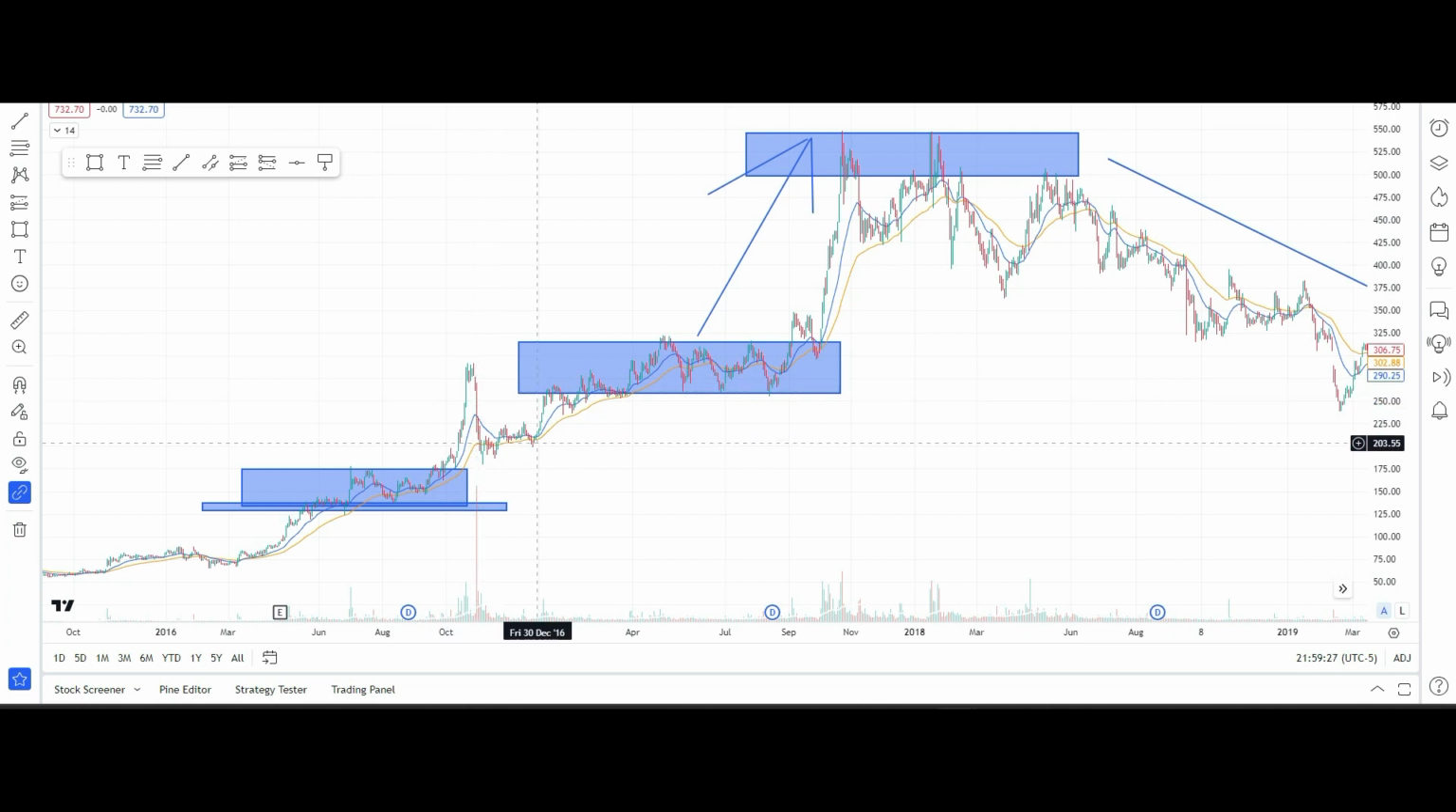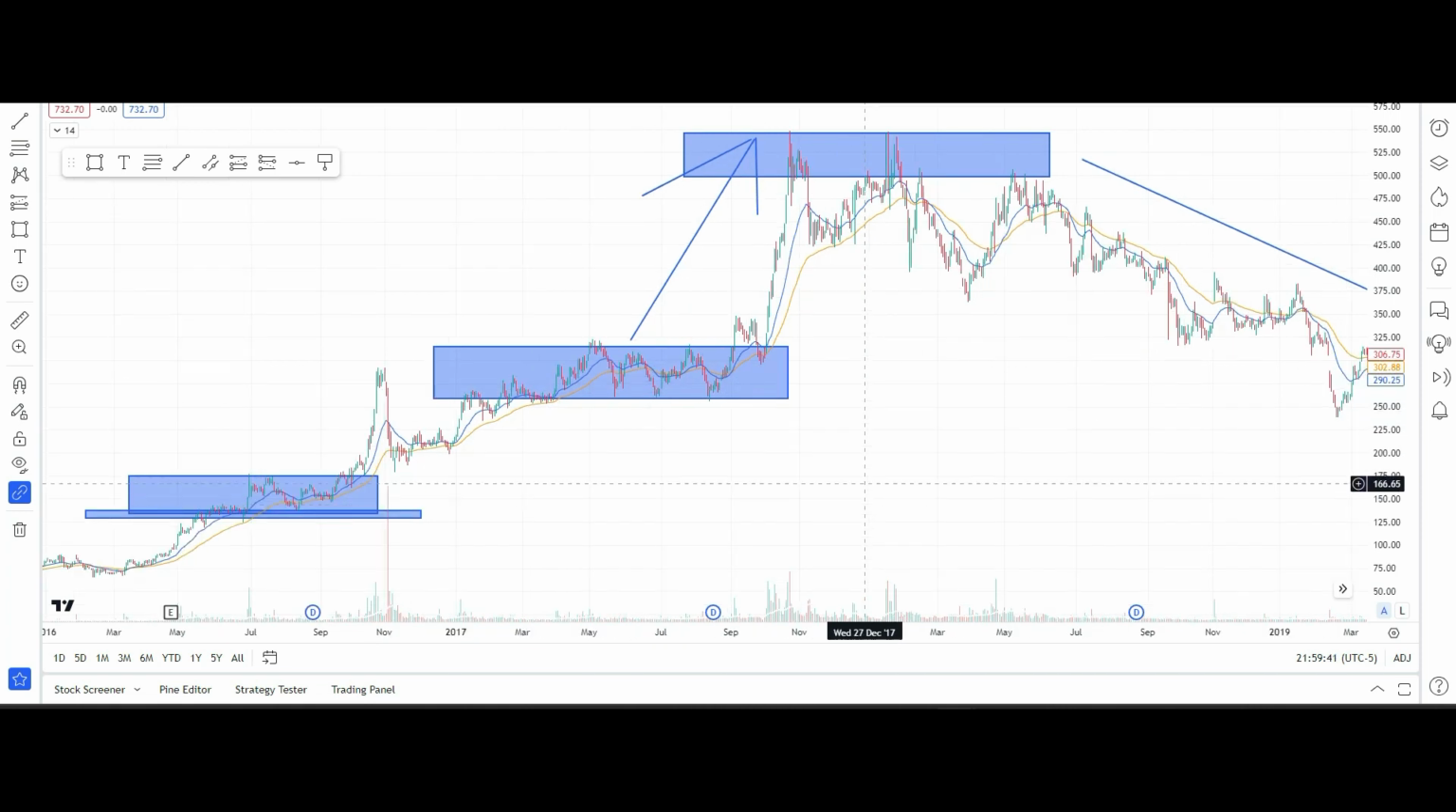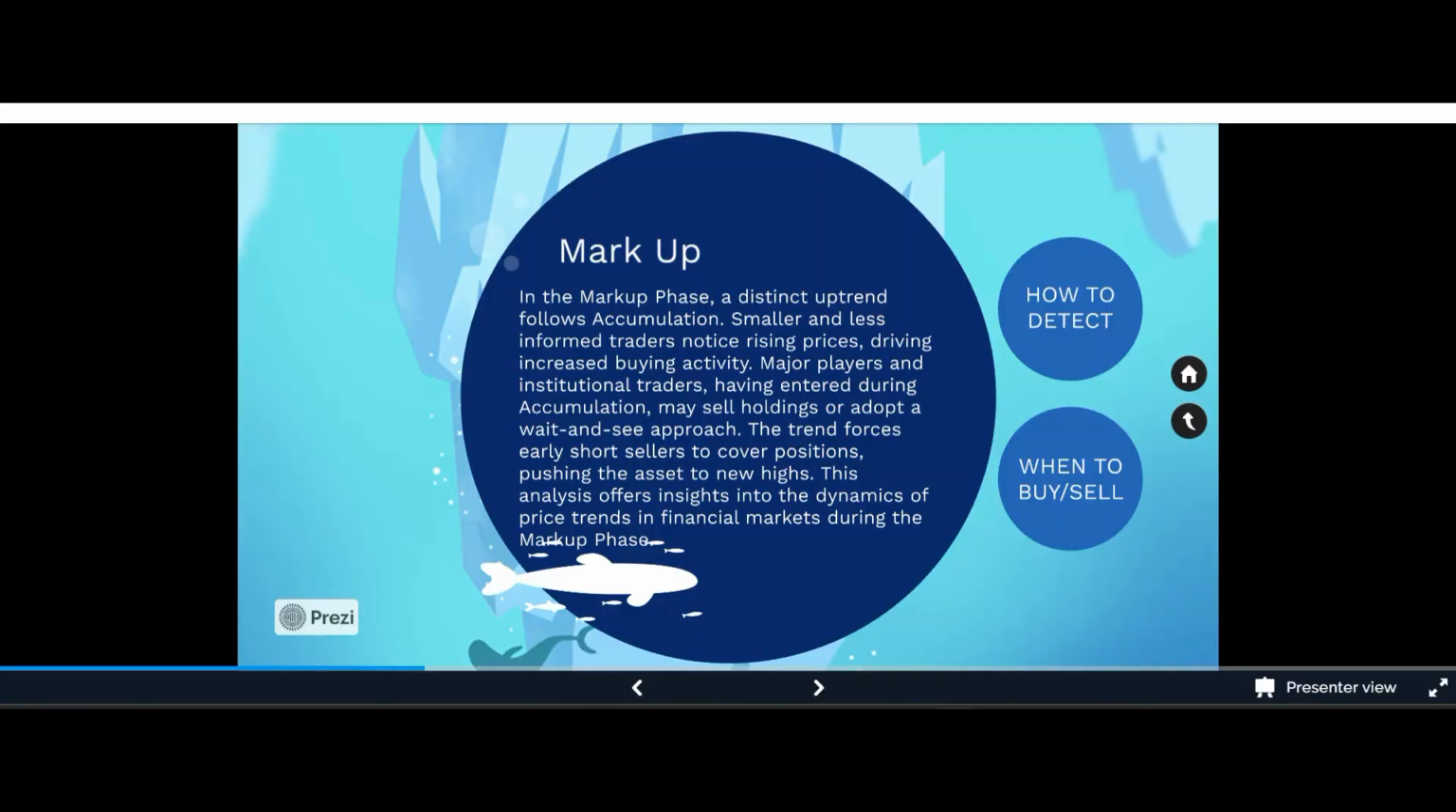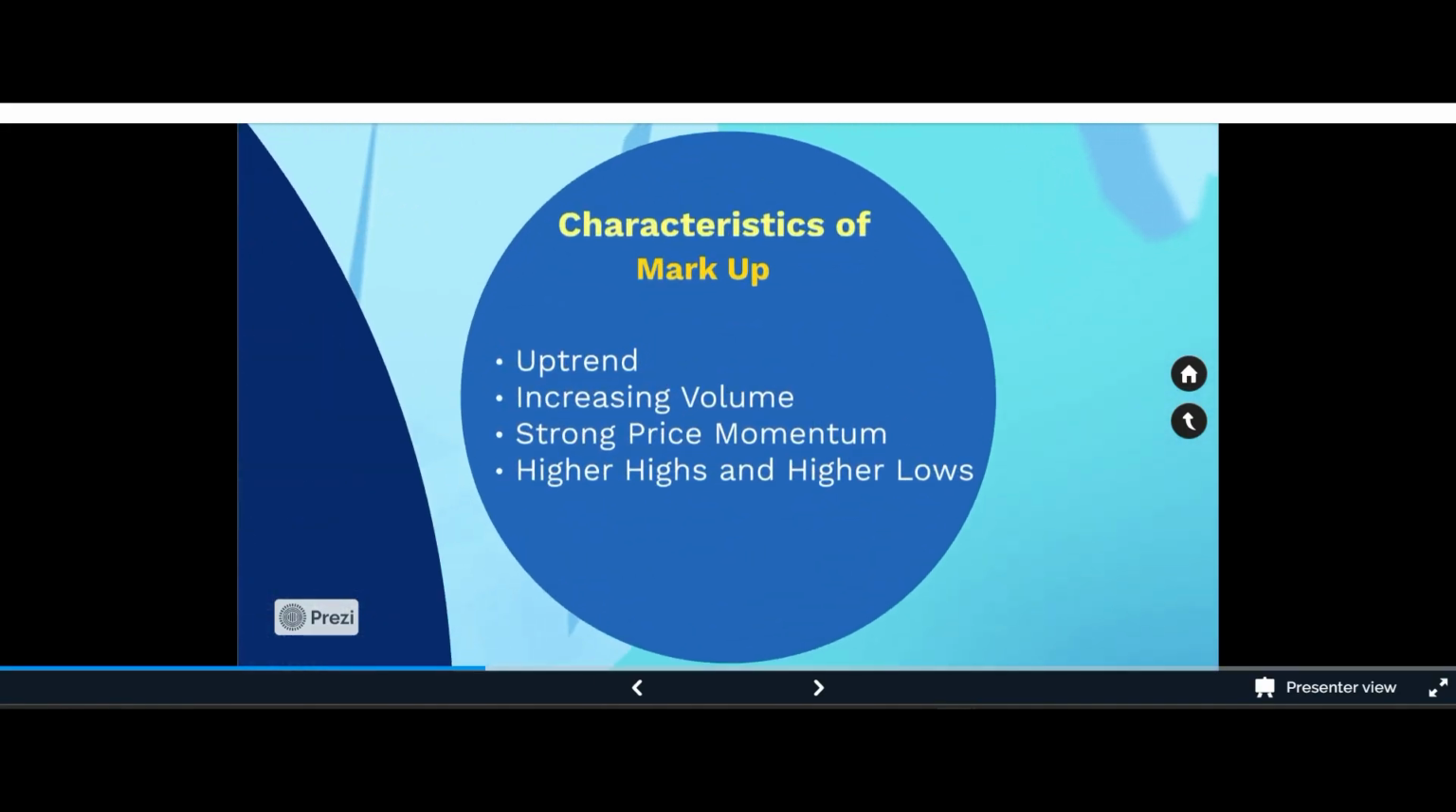A sudden spike in prices, like a price shock, some major incident would have triggered this. But again they went on accumulating. Then this is the price move which is seen in the markup phase. From 250, it almost doubled.